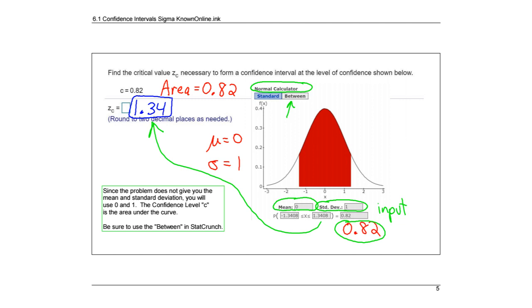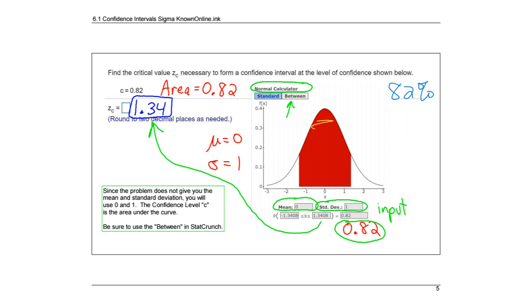All right, let's look at some homework problems. So here it says find the critical value Z of C necessary to form a confidence interval for C equals 0.82. All right, so the problem is our resource sheet only uses, they only give us 90%, 95%, and 99%, and this is asking for 82%. So we're going to go ahead and use the normal calculator.